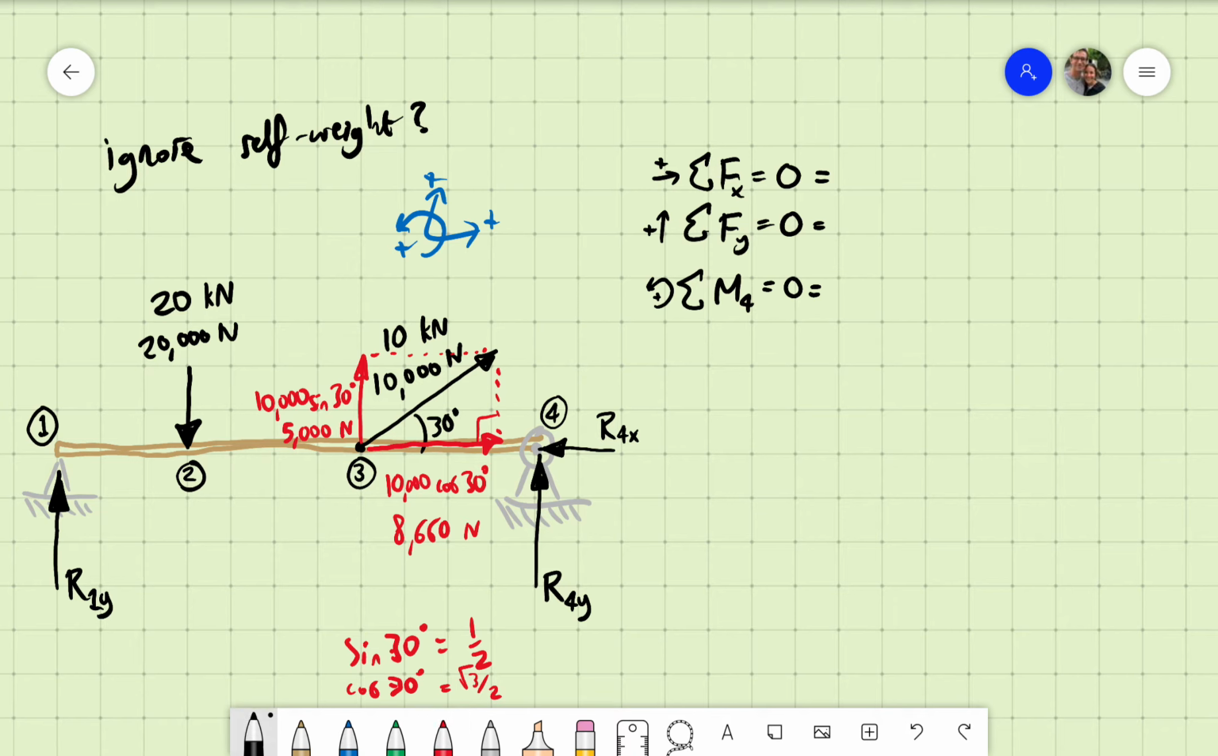Let's do it. For the horizontal forces, we have recording. Yep. Miss Isaac's trying to bang on my door, but I'm recording.